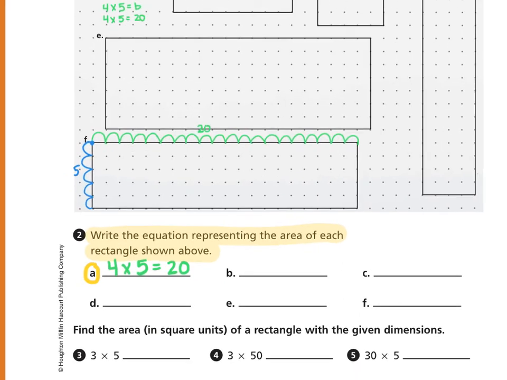I know to find my area, I need to multiply 20 times 5. I'm going to write that equation here, but I'm not sure if I can do 20 times 5 in my head. 20 is an awfully big number. I want to talk to you guys about a trick that I have using zeros and tens.